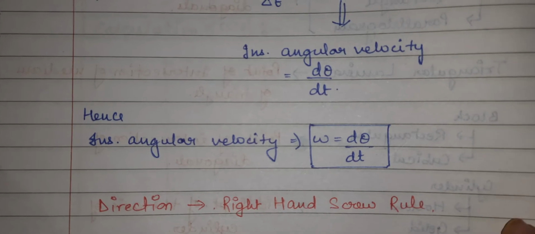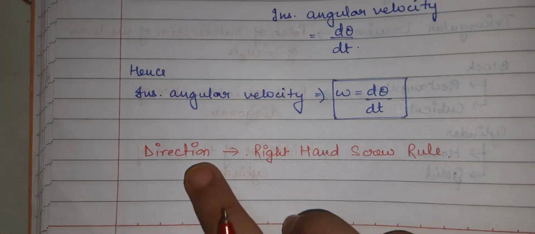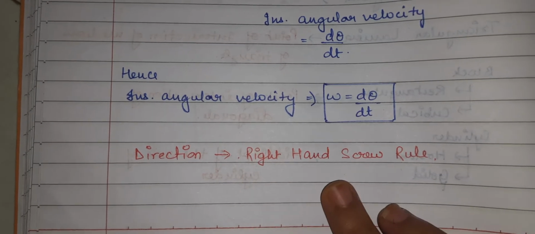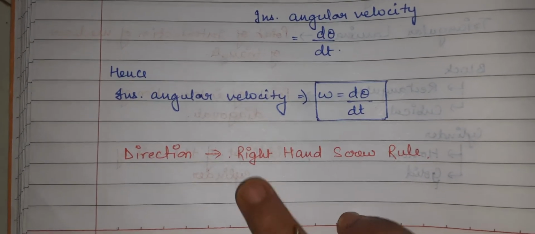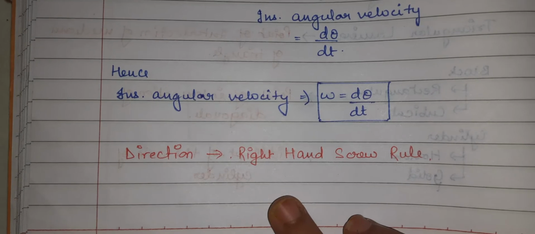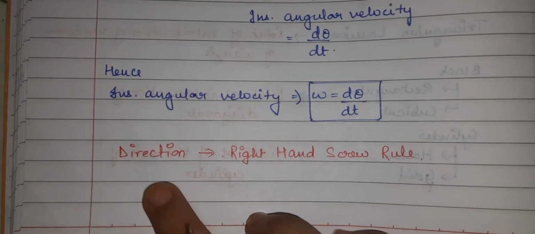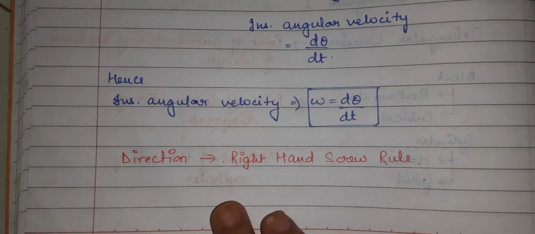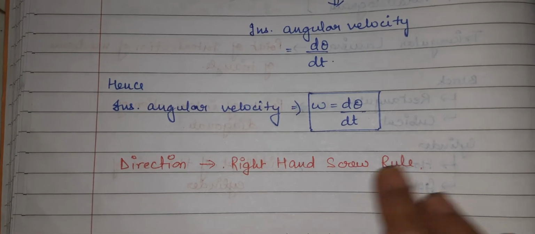The most important thing we need to discuss is the direction, that is how to get the direction of omega. If it is a vector quantity, then it should have a direction, of course, which is very obvious. Which rule will we use? We will use the right hand screw rule.